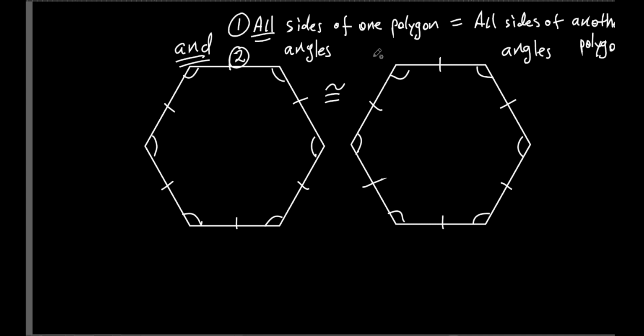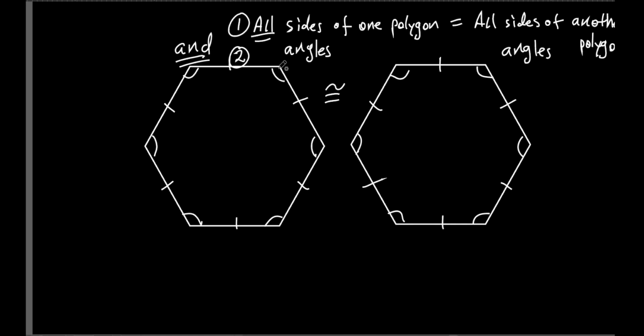Let's do one with some triangles because this is too many sides to deal with. All right, so we're going to do one with some triangles here in a sec. Everybody got that? If all the sides of one polygon are equal to all the sides of another polygon, and all the angles of this polygon are equal to all the angles of this polygon right here, then those polygons are congruent.